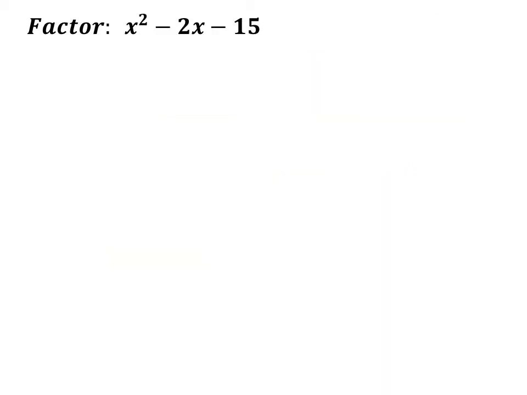Now if we look at this one, here we have two negatives. If my constant term is negative, it doesn't matter if my linear term is positive or negative. If my constant term is negative, I know that I will have one negative and one positive number inside the parentheses. So on this one, I'm looking for two numbers I multiply together to get negative 15 that I add together to get negative 2.